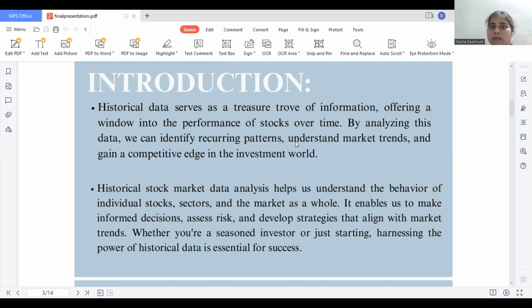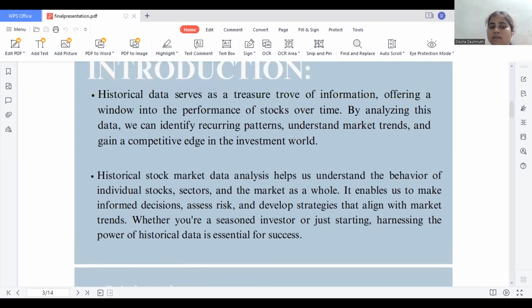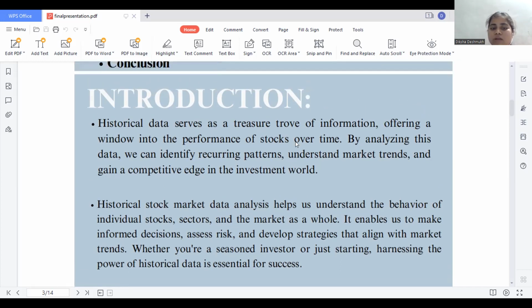It is also used in business. The second point is that historical stock market data analysis helps us understand the behavior of individual stocks and the market as a whole. It enables us to make informed decisions, assess risk and develop strategies aligned with market trends, which is very important in business to grow and take risks. Whether you are a seasoned investor or just starting out, harnessing the power of historical data is essential for success. That is the introduction of my presentation.